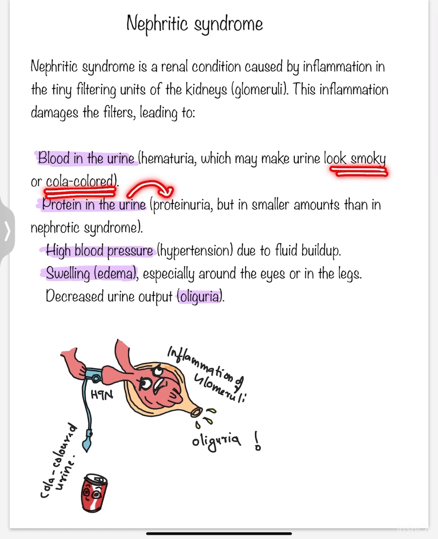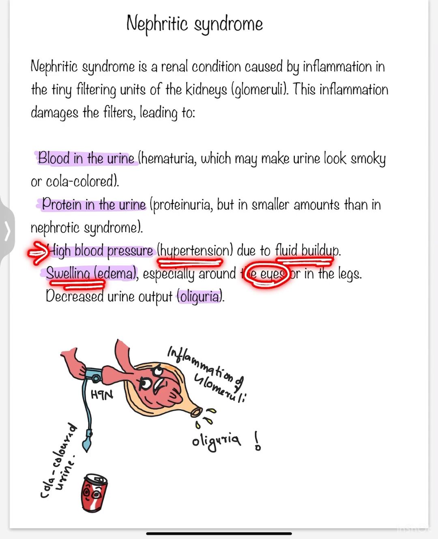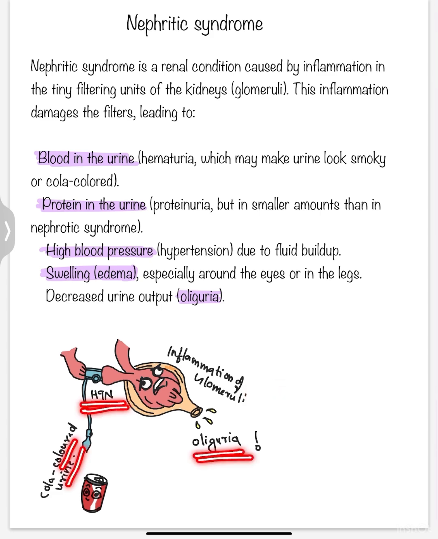That is proteinuria. And this is a less prominent feature in nephritic syndrome, but a more prominent feature in nephrotic syndrome. And it causes high blood pressure, that is hypertension due to the fluid buildup, and also swelling or edema, especially around the eyes, that is periorbital edema, or within the legs. And decreased urine output is called oliguria. So these are the features, that is inflammation or hypercellular glomeruli, and oliguria, cola colored urine due to hematuria, and hypertension.